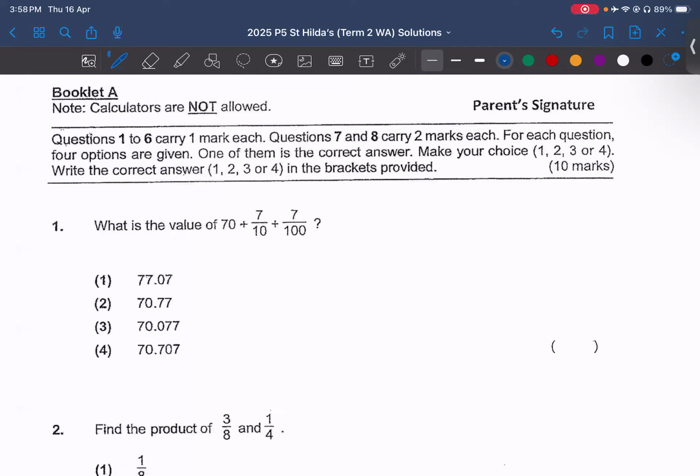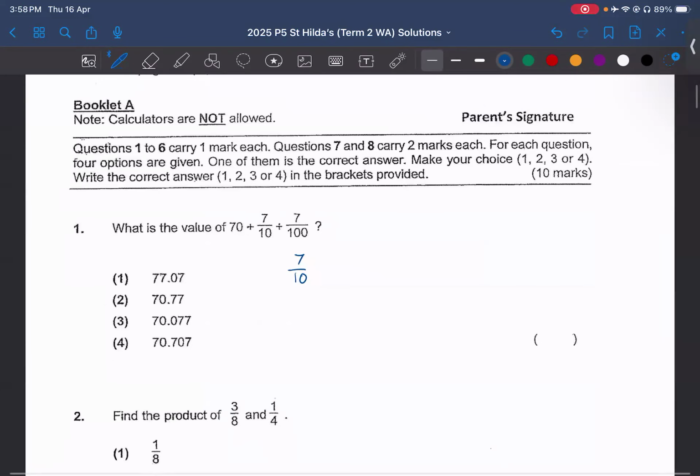What's the value of 70 plus 7 over 10 plus 7 over 100? First we need to convert the fractions into decimals. We have 7 over 10. To convert to a decimal, you take 7 divided by 10, which gives 0.7. Then we are given another fraction, 7 over 100. Once again, to convert from fraction to decimal, you take the numerator divided by the denominator. 7 divided by 100, if you do your long division, gives 0.07.